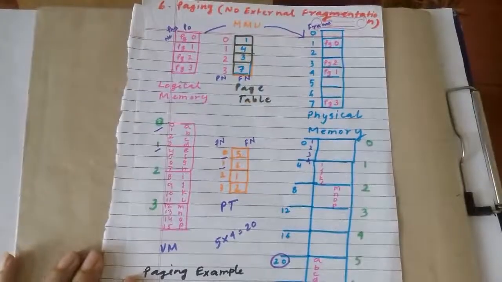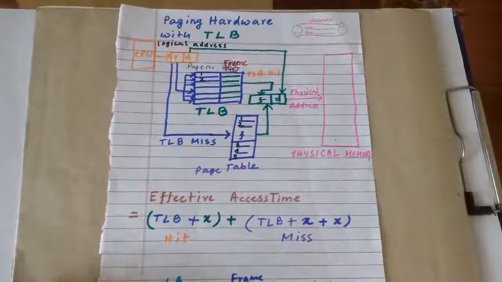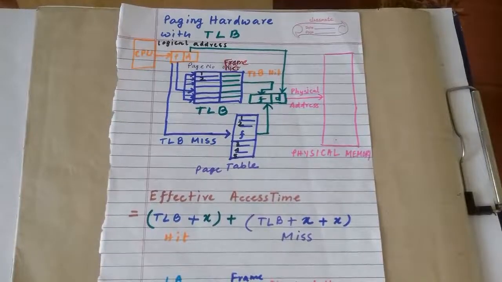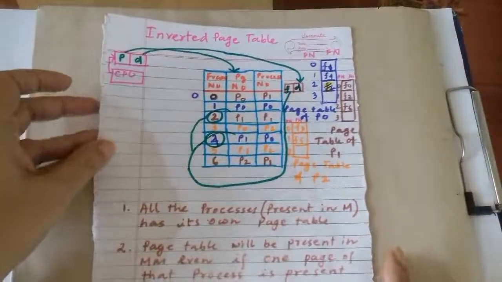Next we covered paging. After paging we covered paging hardware with TLB, the translation lookaside buffer. And in the present video we are going to cover the inverted page table.